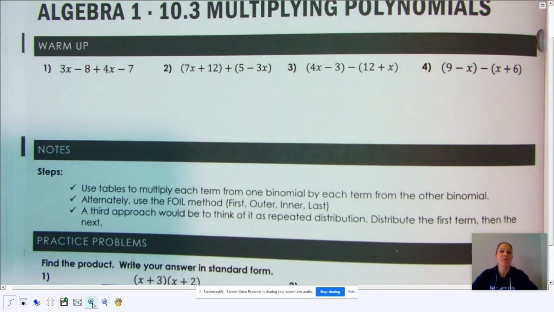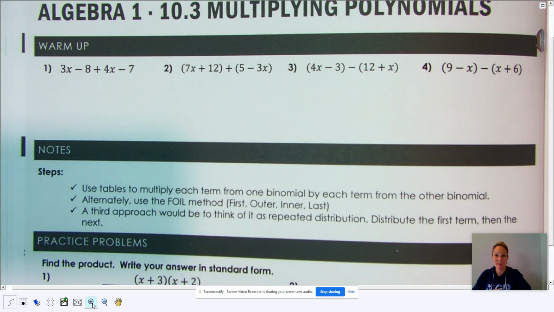Hey guys, this is Mrs. Bolin with your notes for 10.3 multiplying polynomials. But first we're going to start with the warm-up, which is just a little bit of review from what we've been doing earlier this week.